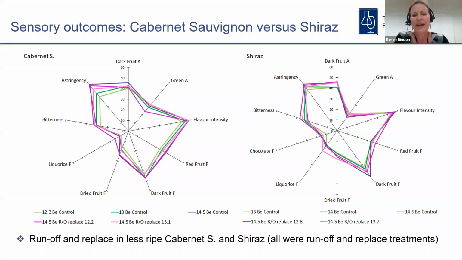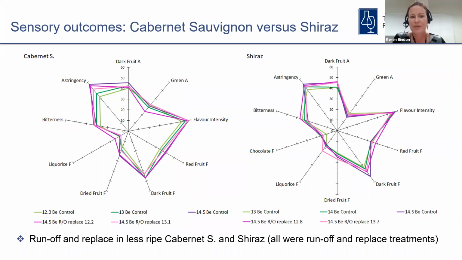So now just looking at the two varieties side by side. This is now both flavour and aroma attributes compiled onto two graphs. And this was done on less ripe Cabernet. So we're talking here about 14.5 Baume. And Shiraz. And here we could really see that there was that ripening trend evident with the increases in dark fruit aroma, losses in green aromas, but it was through a much smaller ripening period, so not right through to what we saw with that 18 Baume trial.